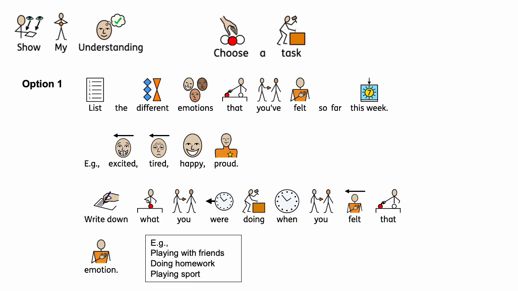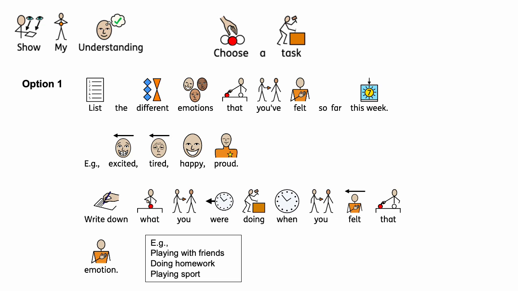Option 1 is to list the different emotions that you have felt so far this week. For example, have you felt excited? Have you felt tired? Have you felt happy or proud? So list the emotions that you have felt since the beginning of the week. For each of those emotions, can you write down what you were doing when you felt that emotion?